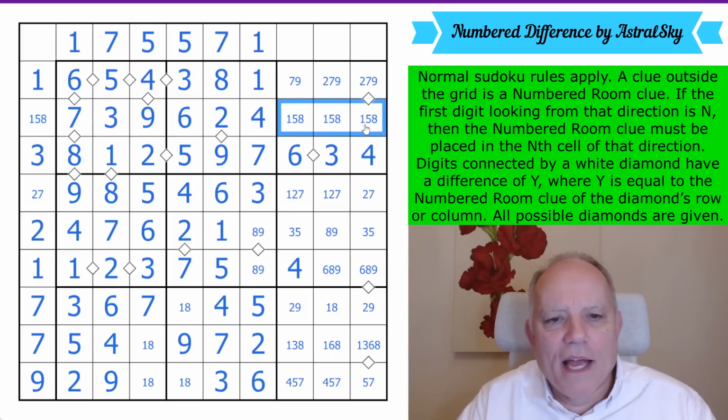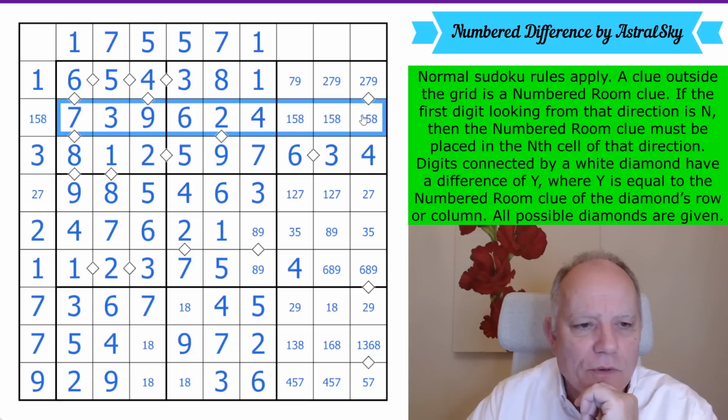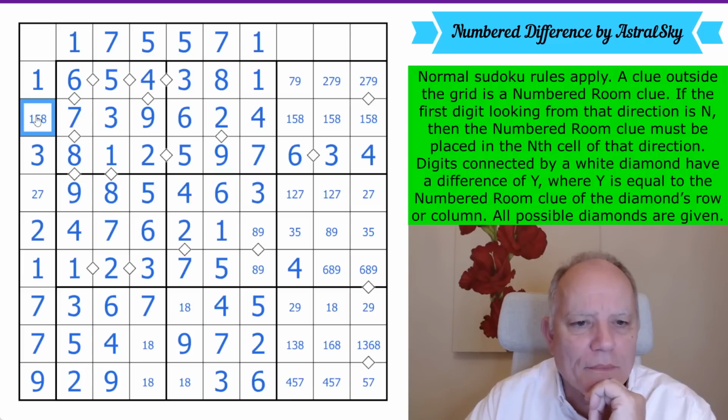1, 5, 8. Well, this could be a 1, actually. And the row would have no consecutive digits, so it would be fulfilled. If it was a 5, I don't see the problem. If it was an 8, there is no problem. So I can't really do anything with that.